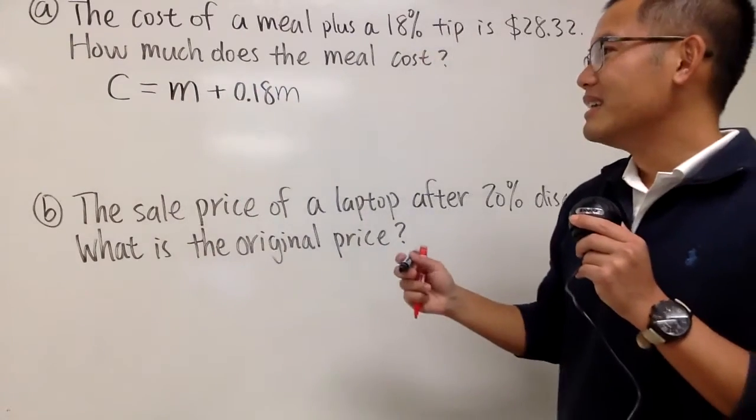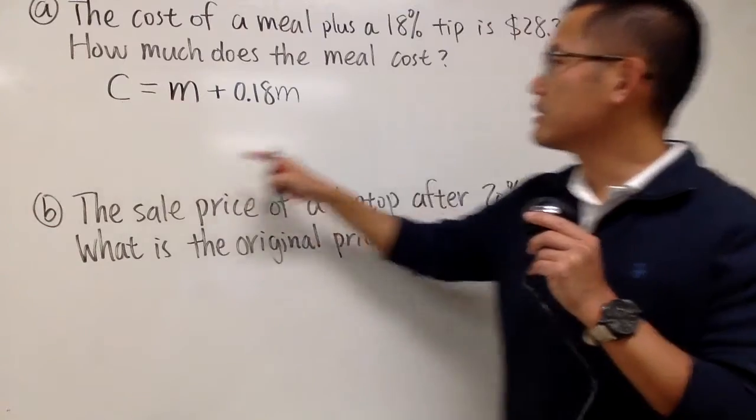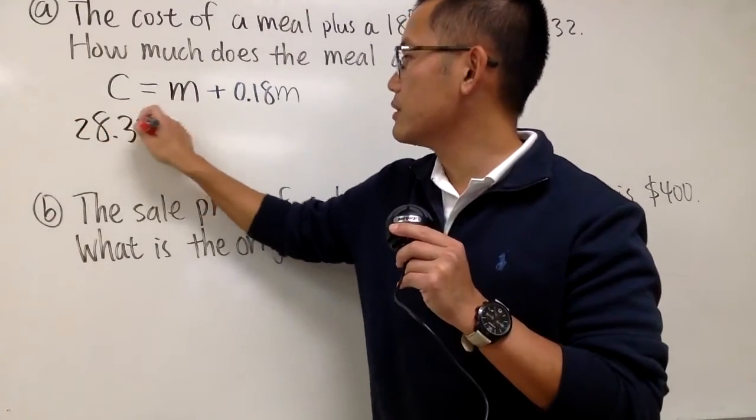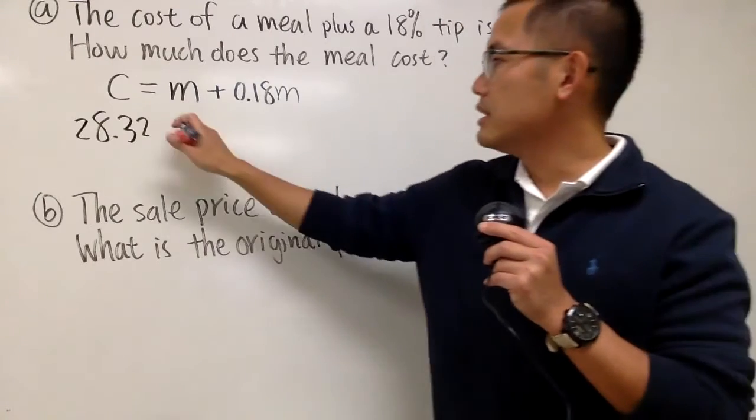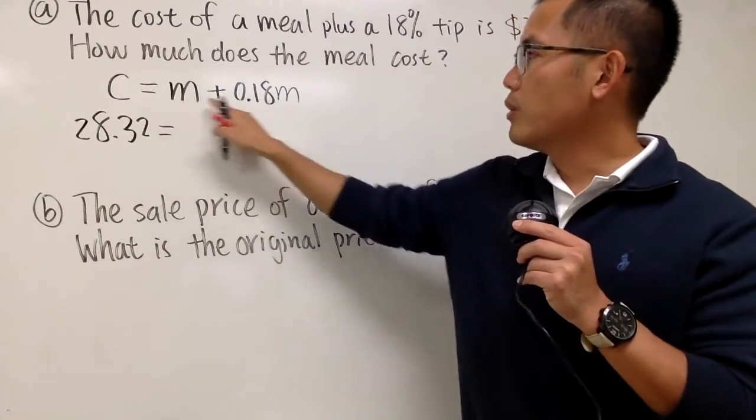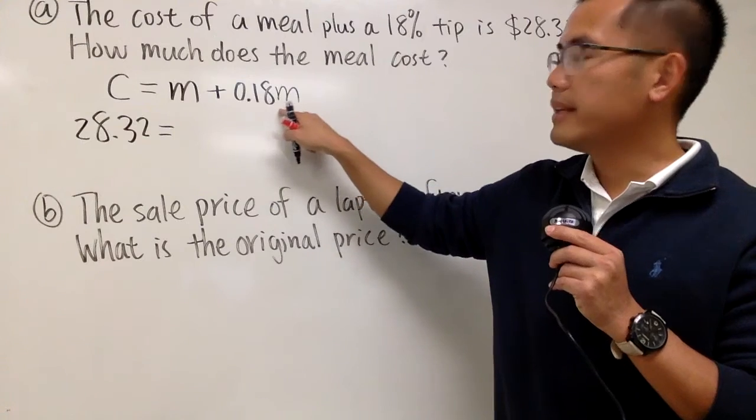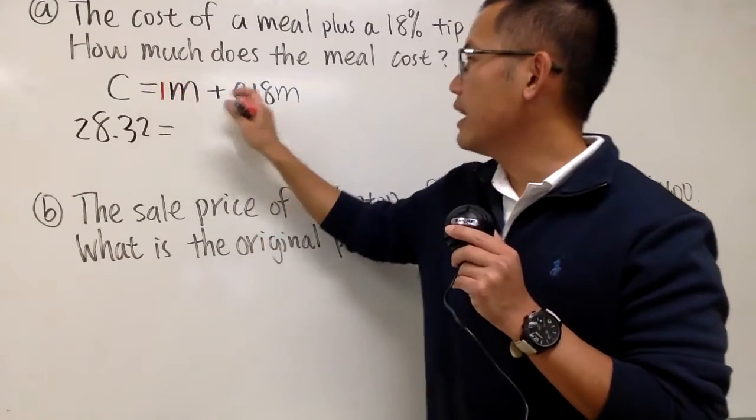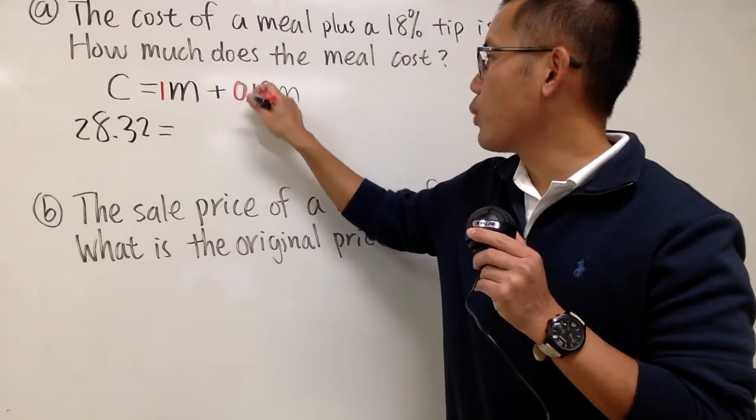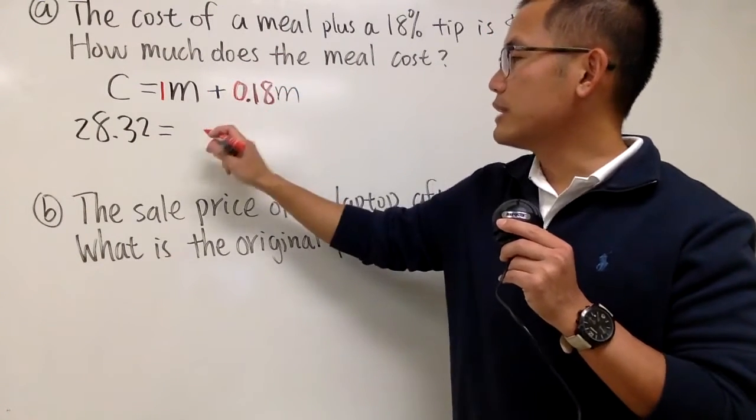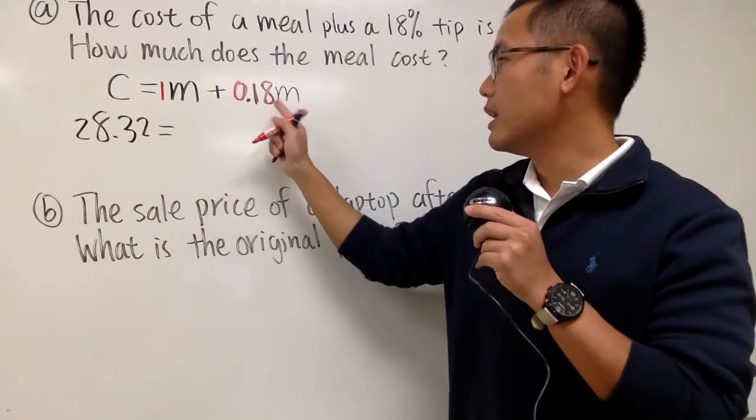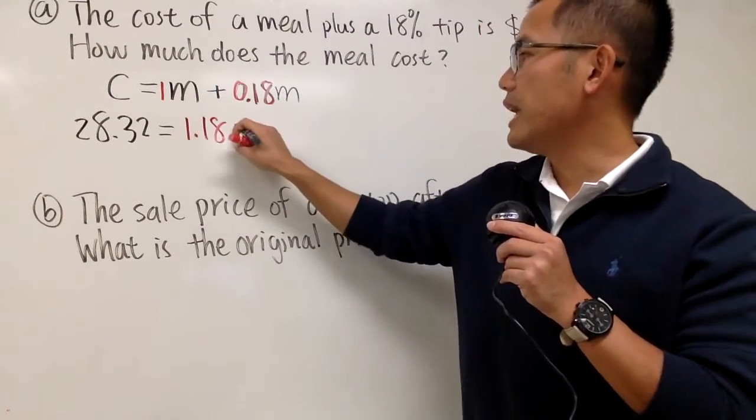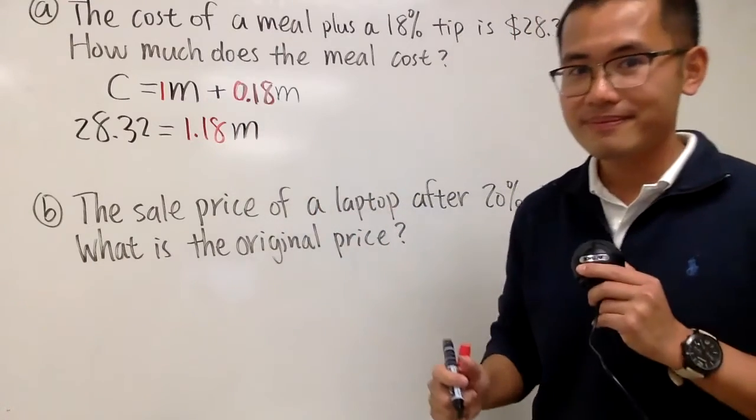All right? So now, as you can see, the cost, it says, is $28.32. So let's just go ahead and write that down. And that's equal to, and we don't know, but this is also 0.18 M. So we can actually combine like terms. Because this right here is saying 1, and this is 0.18. We can just add the numbers in front. So 1 plus 0.18, we get 1.18, and you keep the M term like this.